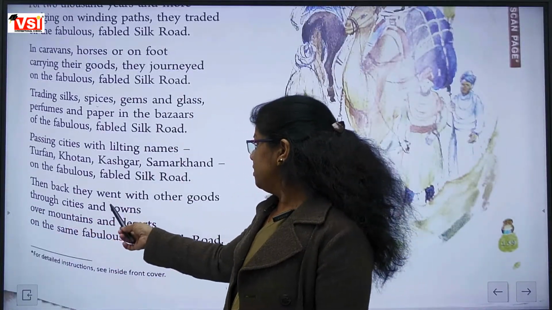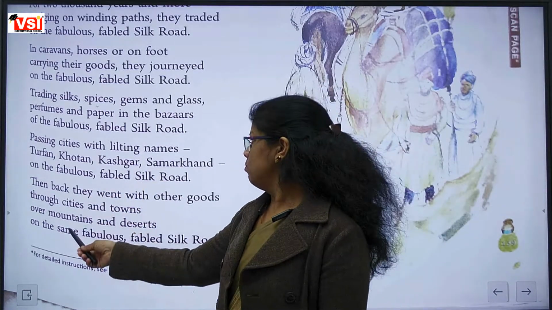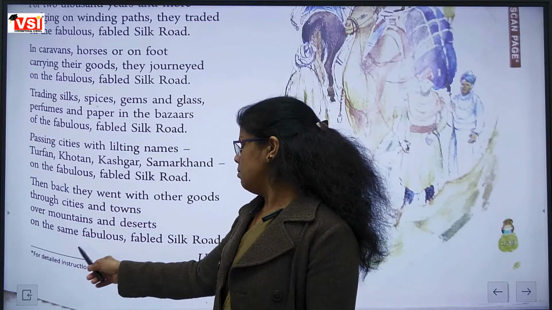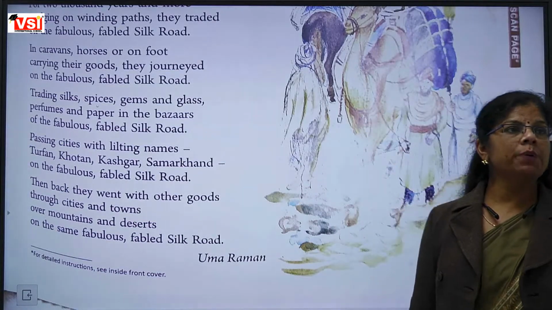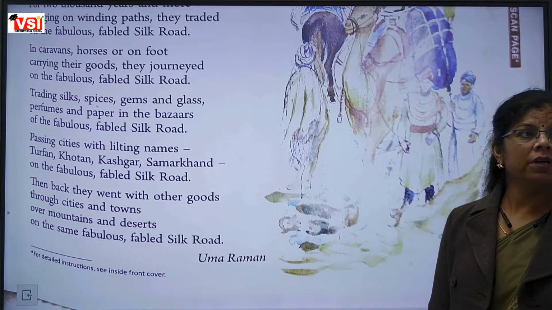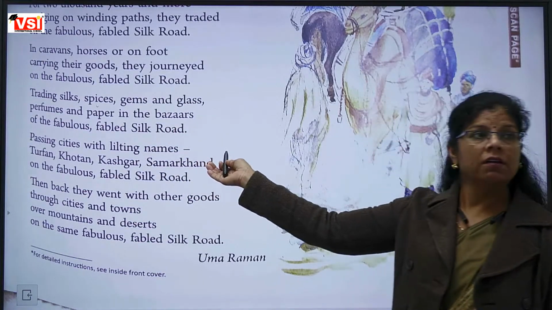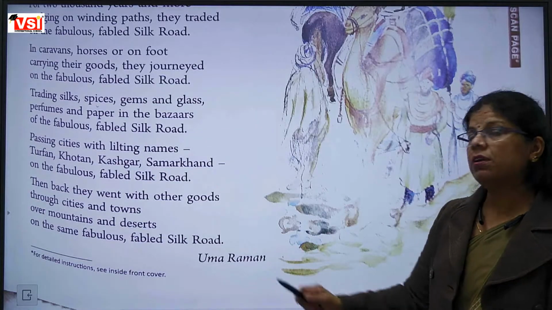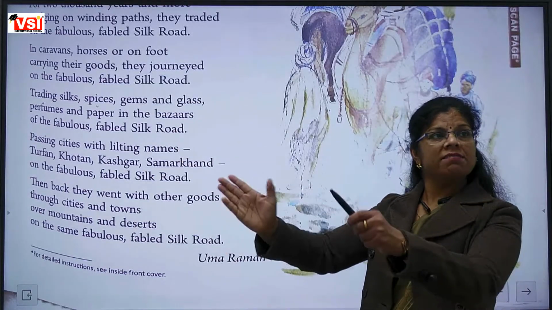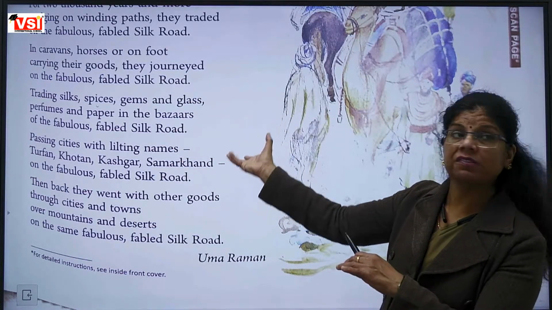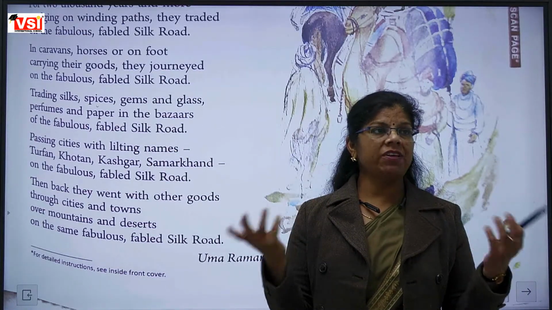Then, "back they went with other goods through cities and towns, over mountains and deserts, on the same fabled Silk Road." See, they were going from Xi'an to Baghdad. What were they having? They were having silk, spices, gems and glasses, perfumes and papers also. It doesn't mean that they were going with only these goods. जियान से बगदाद जा रहे हैं इन सब चीजों के साथ, इन अपने गुड्स के साथ. It doesn't mean that they were coming back empty-handed.